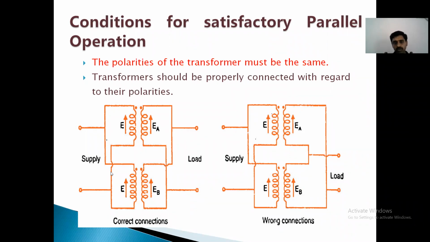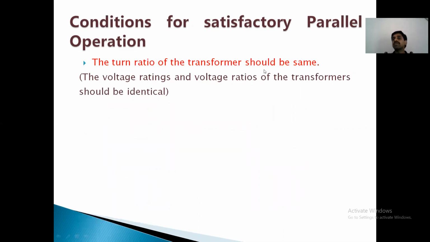Okay, so here the supply is given here, and the load is connected between these 2 points. But here the load is given between those 2 points, this is not proper. Properly the polarities must be checked. So the turns ratio of the transformer should be same. That's what we said. Voltage ratings and voltage ratios of the transformer should be identical.